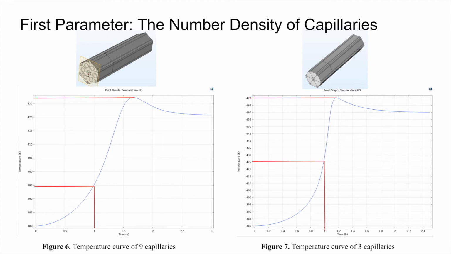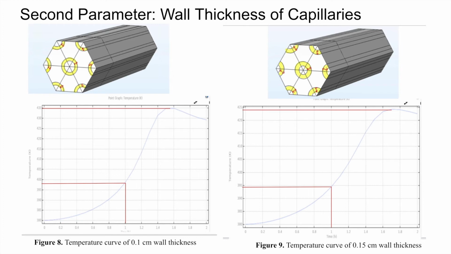As we can see from the graph, as the number of capillaries decreases, the maximum temperature increases about 40 Kelvin. The second parameter is the wall thickness of capillaries. As we can see from the figures, when the wall thickness increases, the maximum temperature for each wall thickness will decrease, and the curing time will increase.